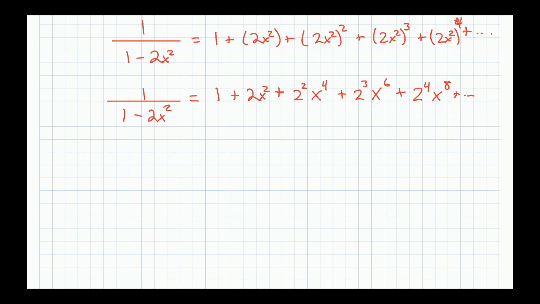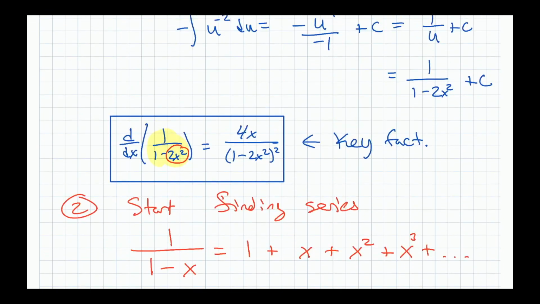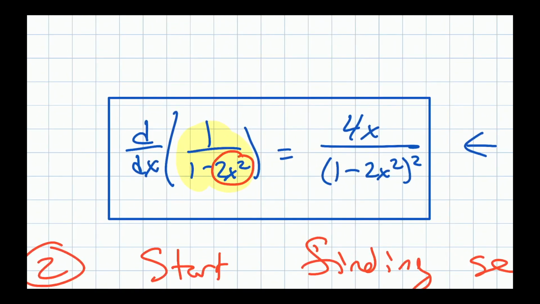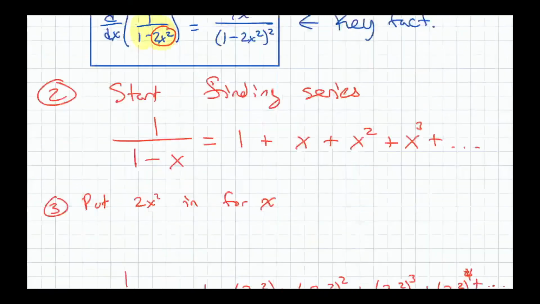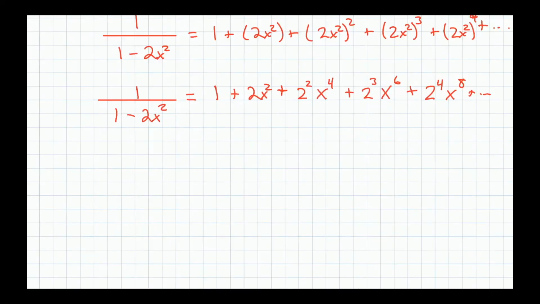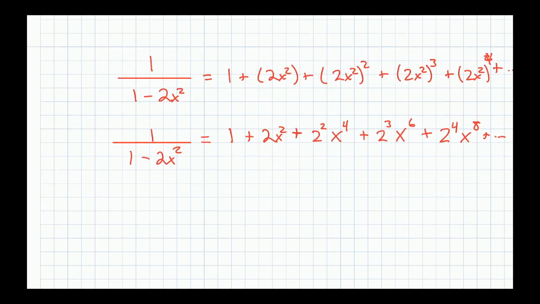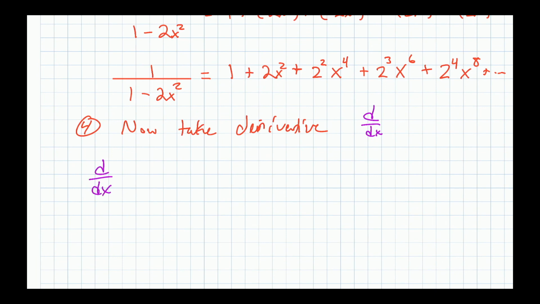Now, the reason I wanted this series was because of what we did up here. Take the derivative of the series to get the 4x over 1 minus 2x squared squared. So now we're going to take the derivative. So you're going to do a d dx on both sides, right? d dx both sides. So d dx of this, d dx of the other side.